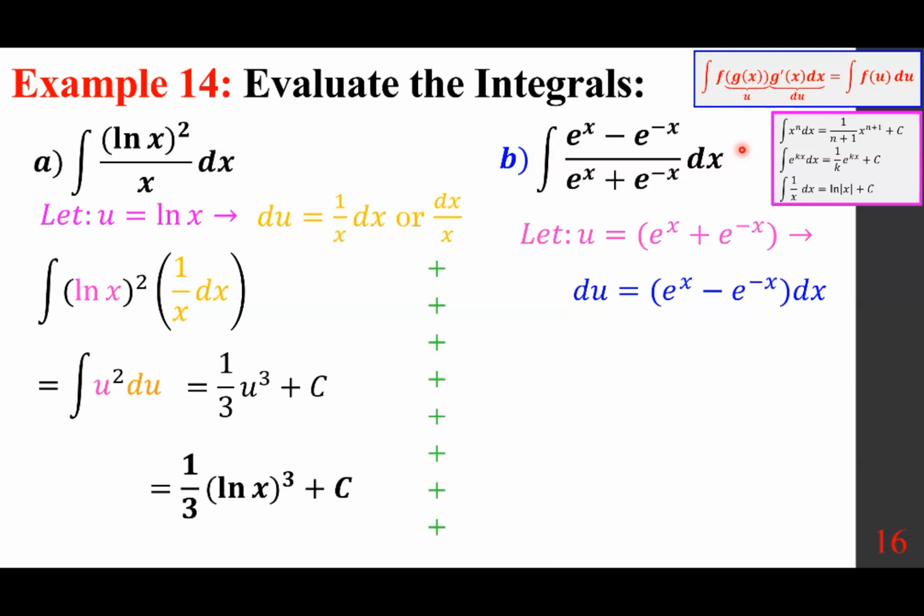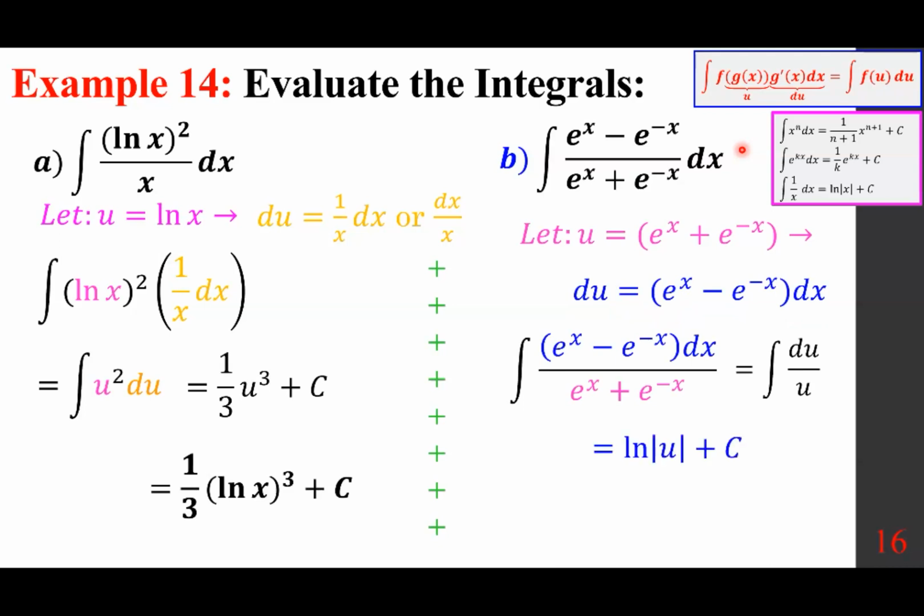So let's rewrite. By putting dx next to it, we know it's du over u, and that's again a simple case of a natural log. And when you replace the u, you're done.